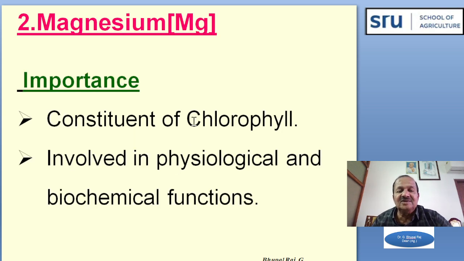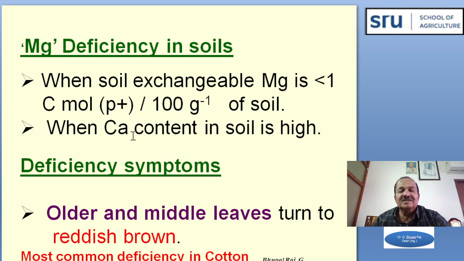Next, the second nutrient among the secondary nutrients is the magnesium. For chlorophyll content, everybody will know, the important elements are magnesium, nitrogen, and iron. So the magnesium is very important. It is a constituent of the chlorophyll, and it is involved in several physiological and biochemical functions of the leaf. So how will we identify the magnesium deficiency in soils?